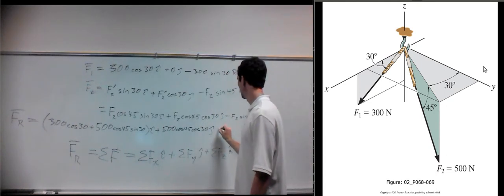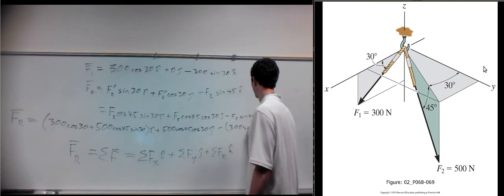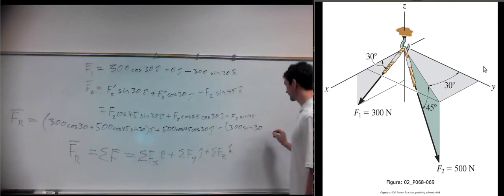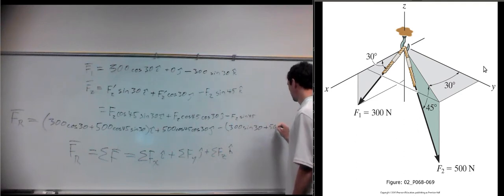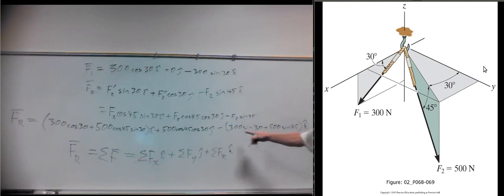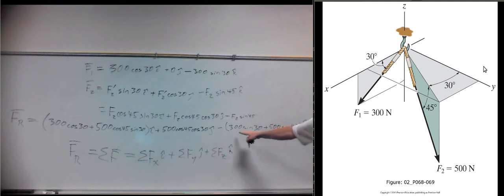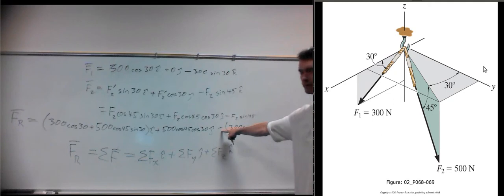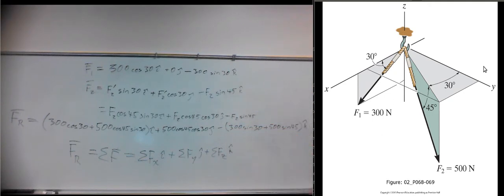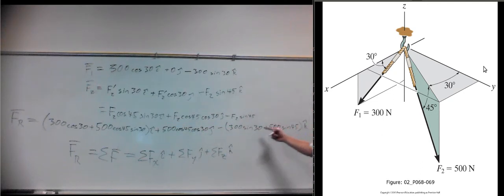And then summing the z components, just being sure to keep the signs straight. So I put the minus sign out here since they're both negative. And so 300 sine 30 plus 500 sine 45, and that sum is multiplied by negative. So minus this sum. So there's the answer. This line gives you the answer to the question. That's the result for us.